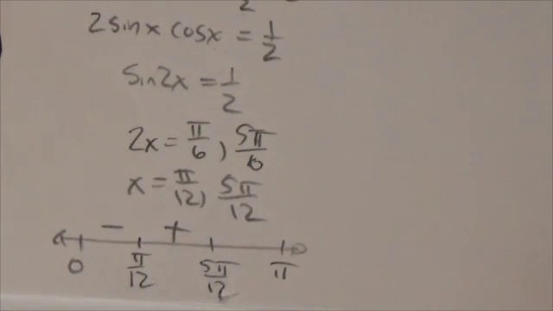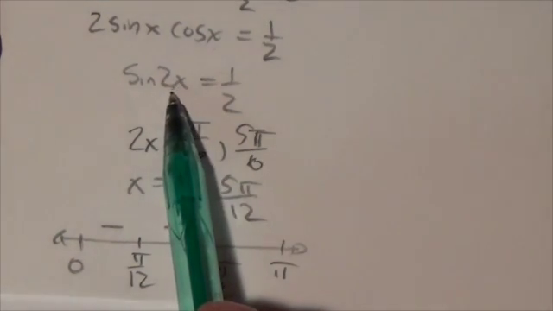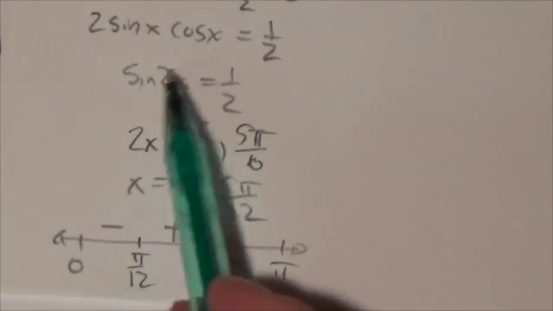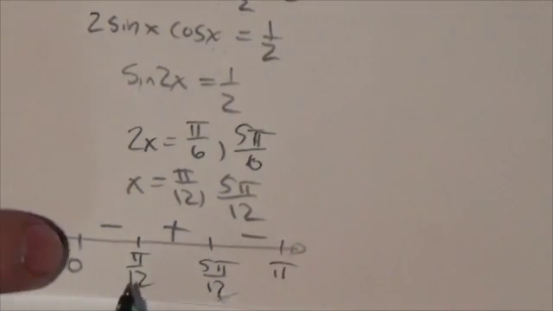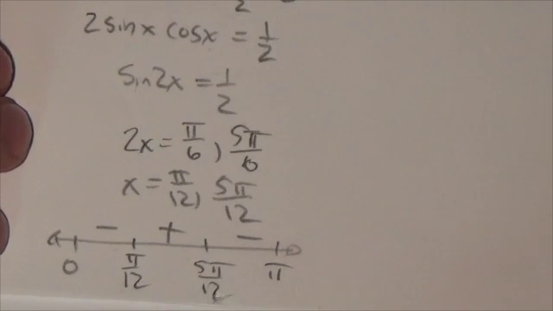And then when I go into this section right here, between 5 pi over 12 and pi, we might, for example, choose 6 pi over 12, just for argument's sake. 6 pi over 12, or pi over 2. 2 times pi over 2 would be pi. Sine of pi is 0, minus 1/2 is negative. So my intervals here of increasing, decreasing are going to be negative, positive, negative.